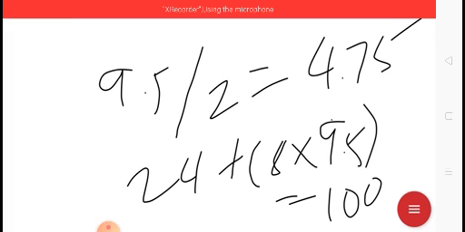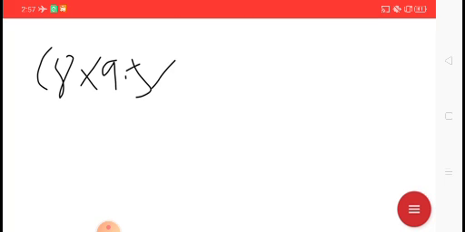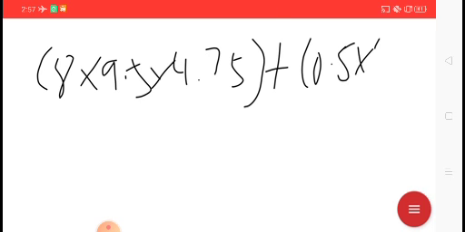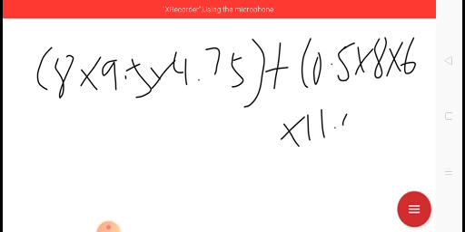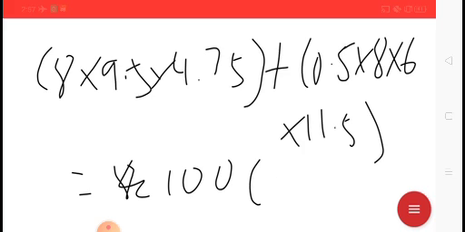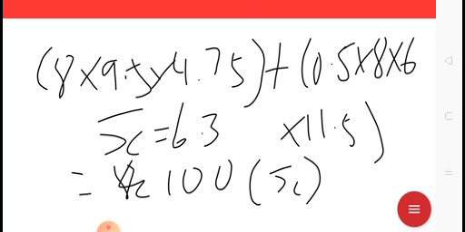Okay, and state the distance of center of mass on the laminar of side BC. So now you can use the moment equation to find the distance. So you have 8 times 9.5 times 4.75, okay, plus 0.5 times 8 times 6 times 11.5. This one for the triangle is equal to the total. You can simplify 100 x. Right, so at the end you will find the x is equal to 6.37 cm from BC.